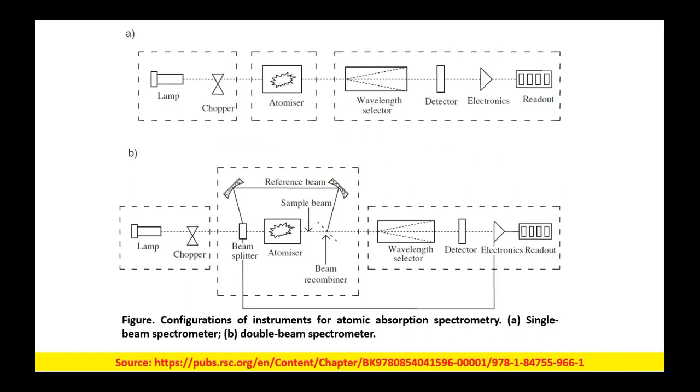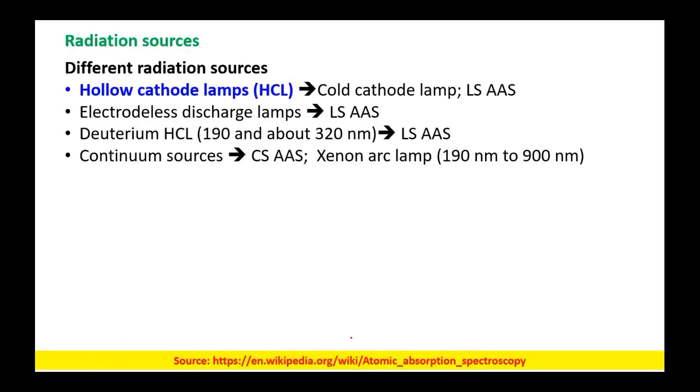Then we have talked about two types of atomic absorption spectrometric devices. The first one is the single beam spectrometer, and the second is the double beam spectrometer. Then we have also talked about the different types of radiation sources, and we have seen that there are broadly two types of radiation sources. One is the line source, and the other is the continuous source.